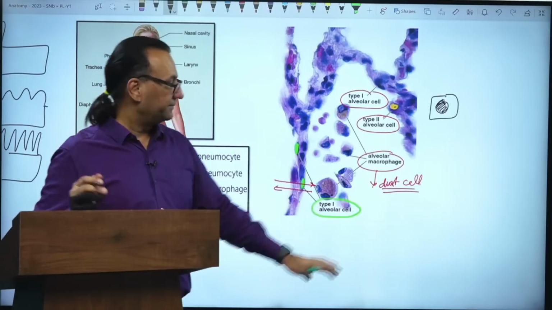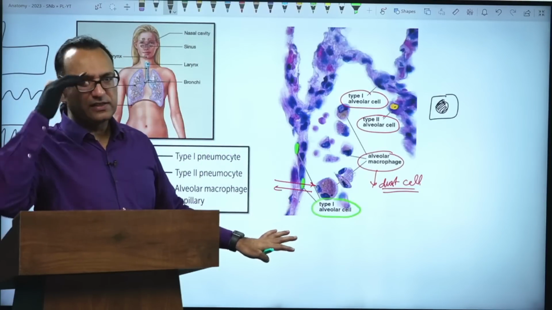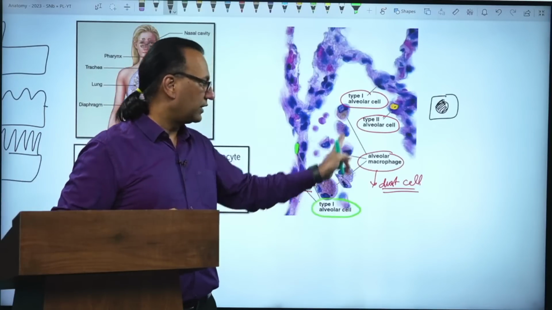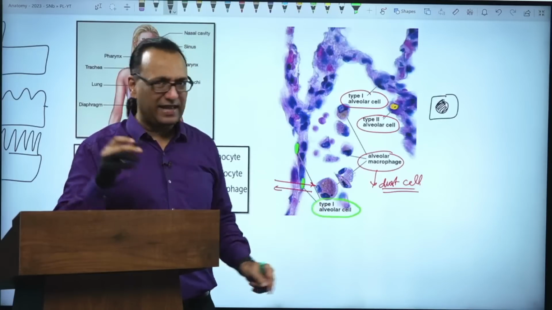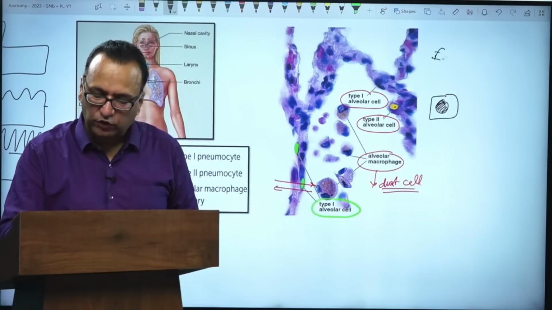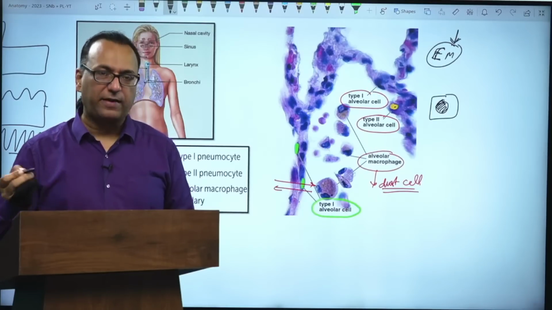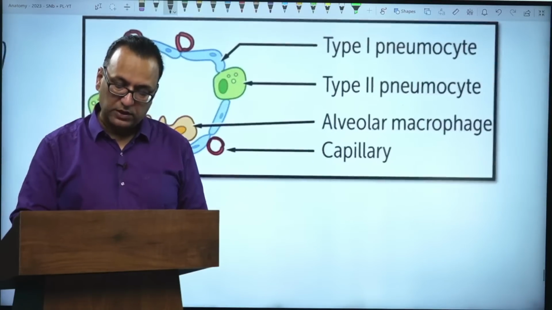between the capillaries and the lung alveoli. The purpose of showing you this diagram is that you should know how the macrophages will appear, because in the INI-CET exam they actually gave you an electron microscopic picture, and maybe this will help you.